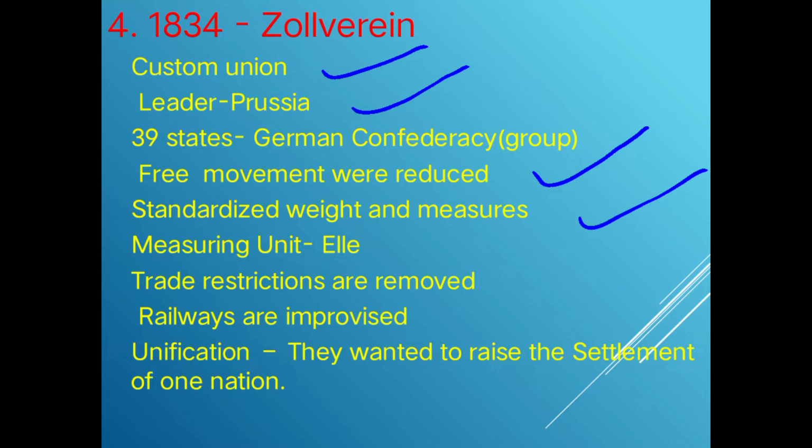Trade restrictions were removed, transport and communication were improved, railways were improved, and there was free movement. And through this Zollverein, it was also an attempt at economic unification of the countries of Europe.